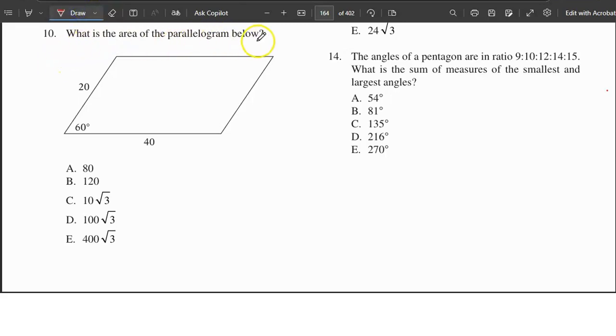What is the area of the parallelogram below? The side is given as 20 centimeter, this is 40 centimeter, and this angle is given as 60 degree. First of all, we need the area. Area is equals to base into height. Base is 40, we need the height. So for the height, we'll drop a perpendicular.